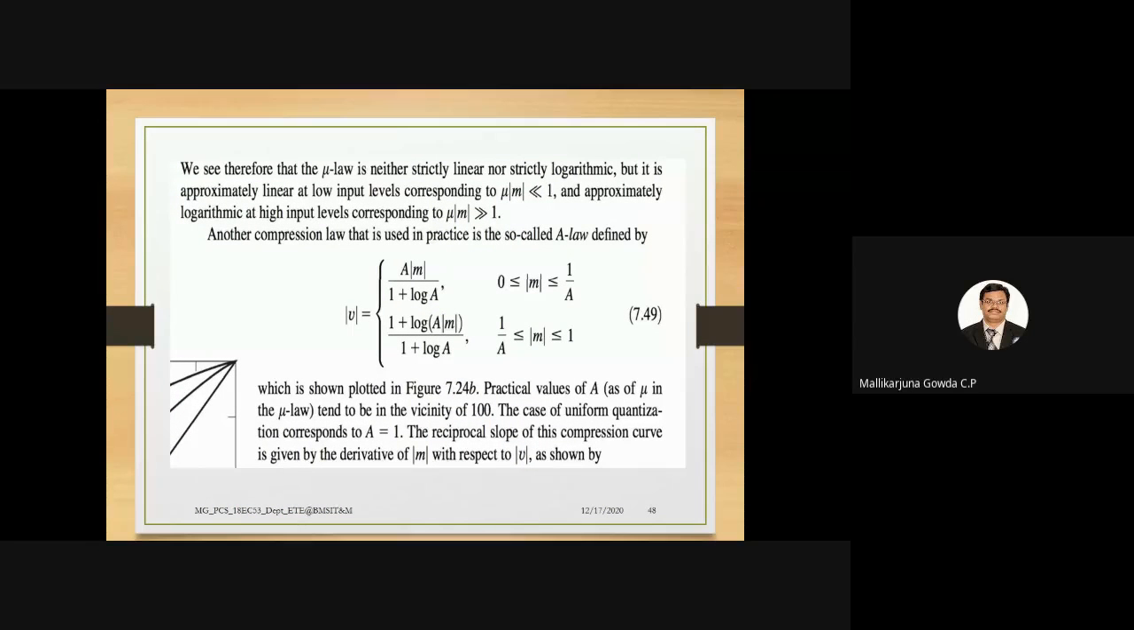Then another compression technique is the A law. So how do we define A law? This is the normalized output voltage, which is equal to A into mod of m divided by 1 plus log A, when the value of m is less than or equal to 1 by A and greater than 0. And when m lies between 1 by A and 1, the expression for output voltage is 1 plus log of A into mod of m divided by 1 plus log A.